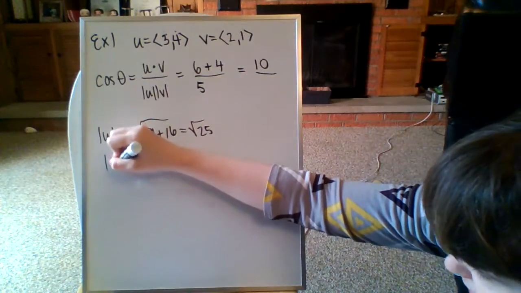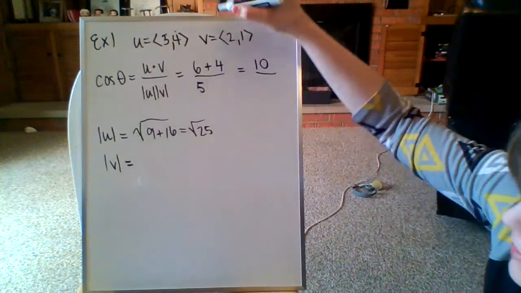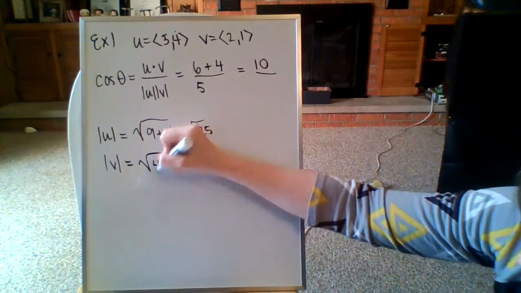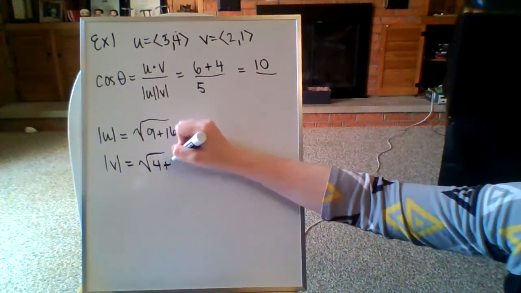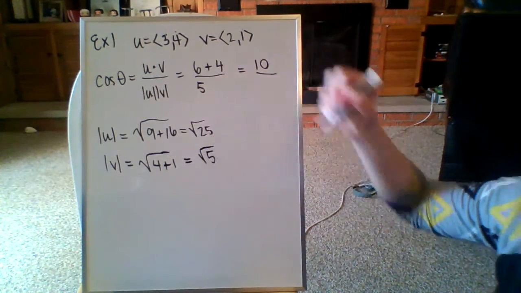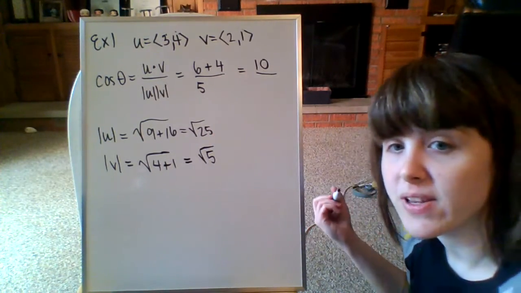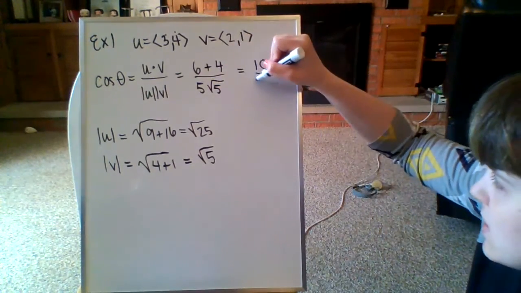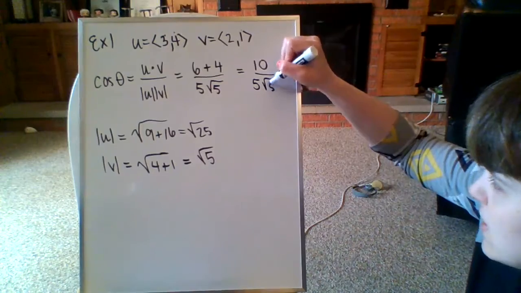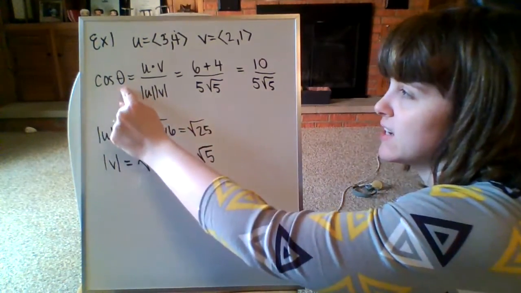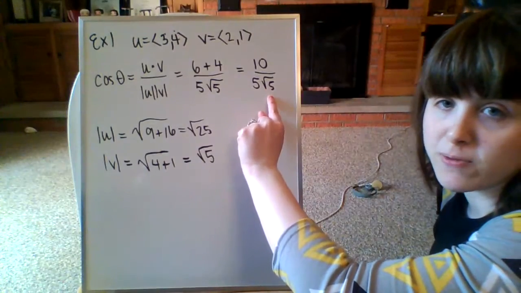Now let's find the magnitude of v. For the magnitude of v, 2 squared is 4, and 1 squared is 1. So we have the square root of 5. I can't simplify that part, so we're going to just write that next to this 5. So what this is telling me is that cosine theta equals 10 over 5 square root 5.